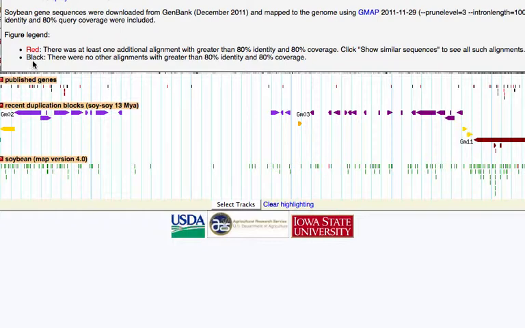The glyphs in black means that there was no other alignments greater than 80% identity and 80% coverage, and thus it is a unique mapping of that sequence to the genome.